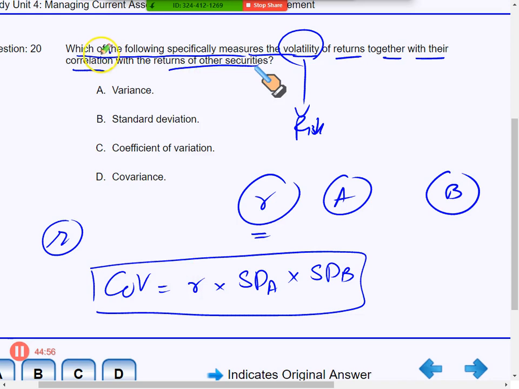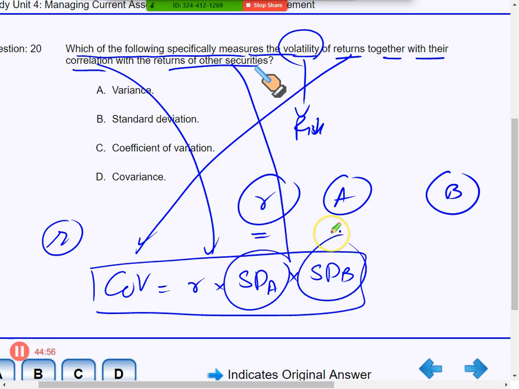Let's do it again. Which of the following specifically measures the volatility of returns together with their correlation with the returns of other securities in a two stock portfolio? In your syllabus, you just have a two stock portfolio A and B, so it would be measured with covariance, that is given as D.